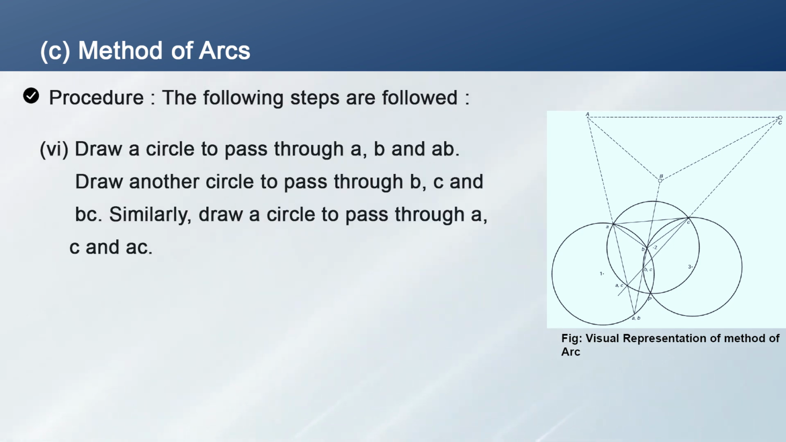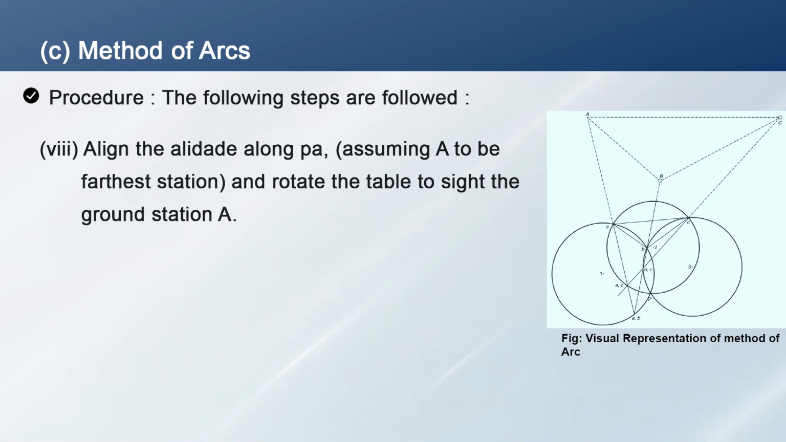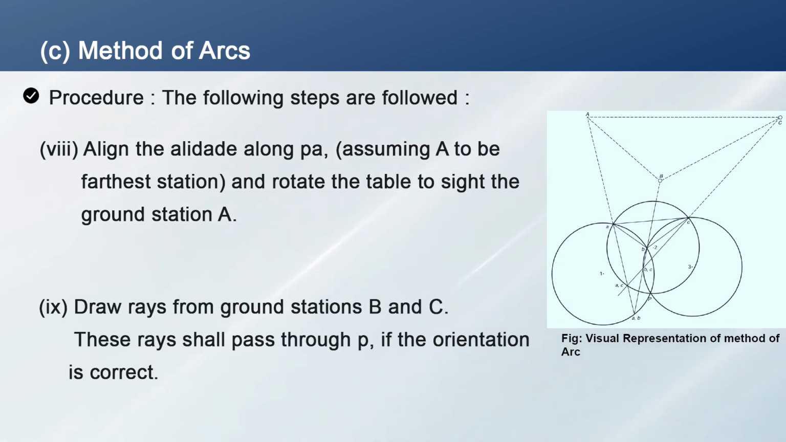Draw a circle to pass through a, b and ab. Draw another circle to pass through b, c and bc. Similarly, draw a circle to pass through a, c and ac. The point small p at which these circles intersect is the required location of the plane table station. Align the LED along small pa, assuming A to be the farthest station, and rotate the table to sight the ground station capital A. Draw rays from the ground stations capital B and C. These rays shall pass through small p if the orientation is correct.